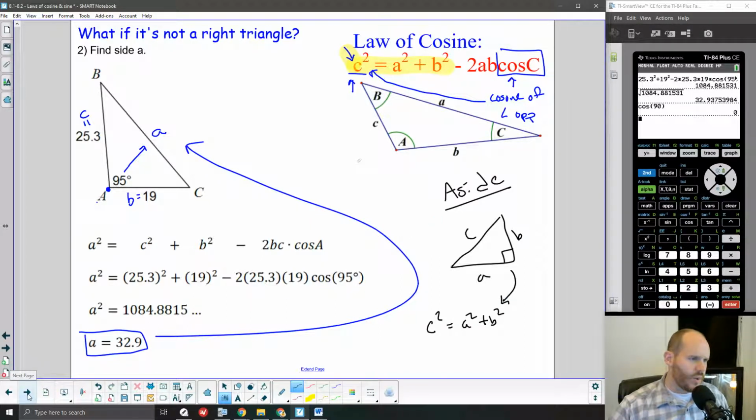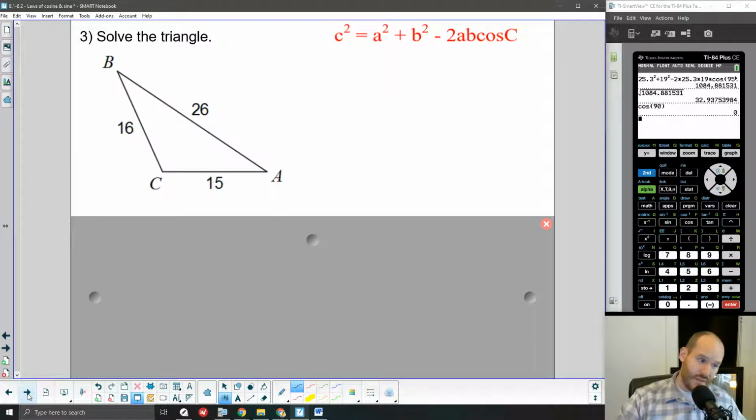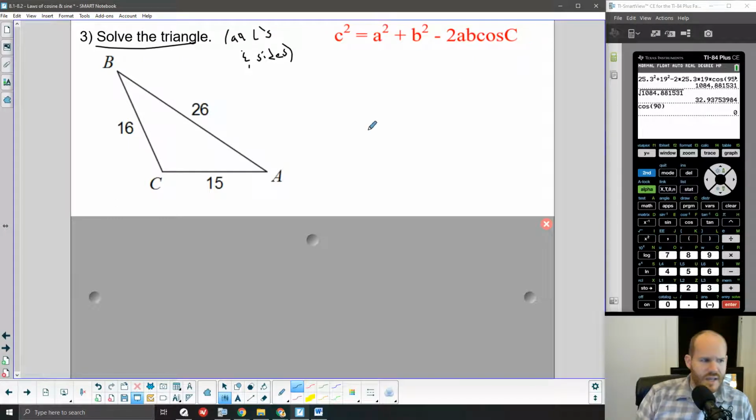Okay, so how else can we use this law of cosines? Well, we could use it to find angles as well, since it has a formula in it. So here my directions are to solve the triangle. And if I'm trying to solve a triangle, I want to find all angles and sides. So I want all angles and sides here. Now, I already have all three sides, so that's convenient for me. And I'm going to use the law of cosines to find angle C first. Okay, so this would be angle C.